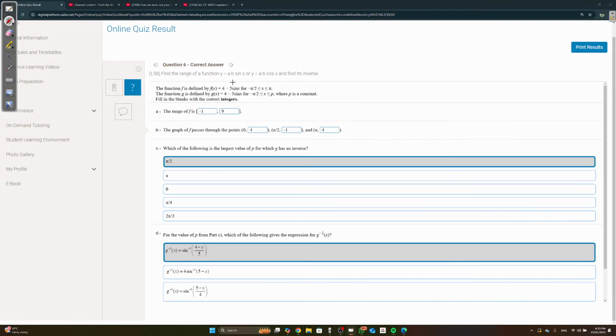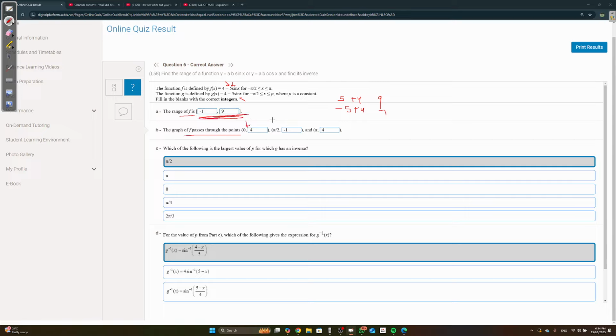Question 6. The function f is defined by 4 minus 5 sine x, and here 4 minus 5 sine x. Let's do this fast. What's the range? Minus 5 sine x. So usually it's minus 5 and 5. But you added 4, right? So add 4, it becomes 9 and minus 1. Okay, so minus 1 until 9.